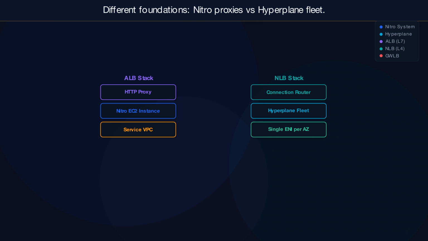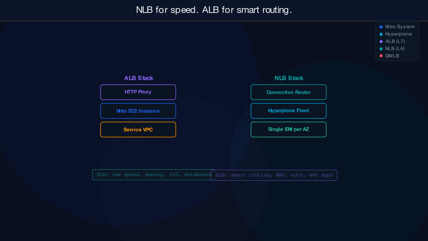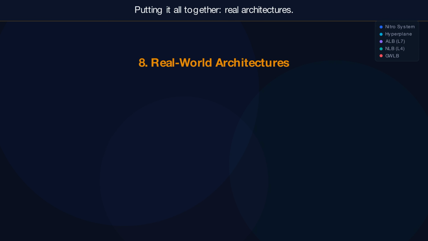Under the hood, the technology differs too. ALB runs on Nitro-powered proxy instances, similar to the classic load balancer, but with hardware acceleration. NLB runs on Hyperplane, the distributed network function virtualization platform. ALB scales by adding bigger instances. NLB scales by adding invisible fleet capacity behind a fixed IP.